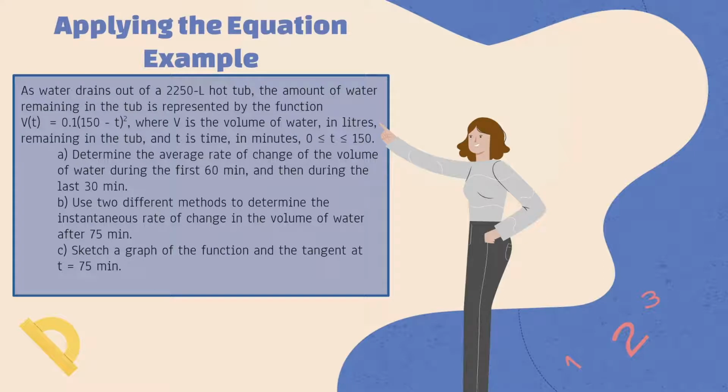But I essentially just copy pasted it, so there's no need for that. So here is the question. As water drains out of a 2,250 liter hot tub, the amount of water remaining in the tub is represented by the following function, where V is the volume of water in liters remaining in the tub.